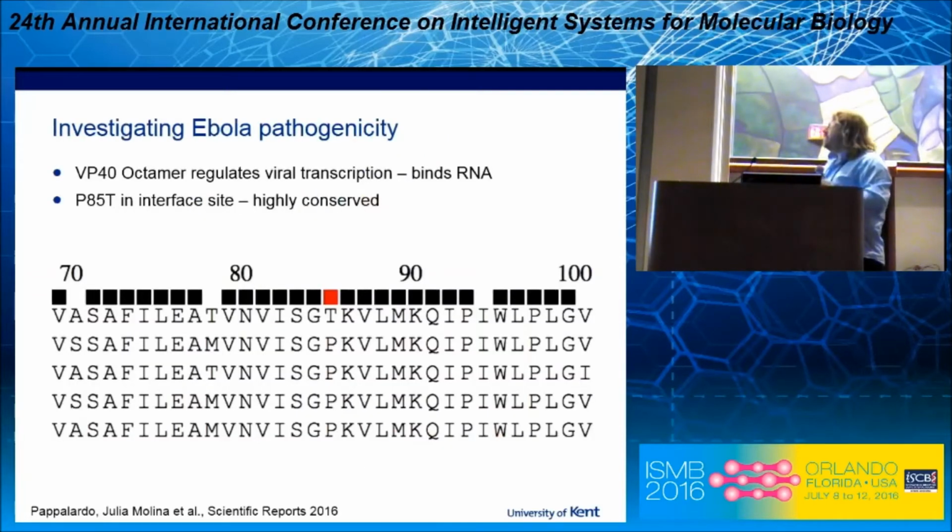So in the protein VP40, in its octameric form, it regulates viral transcription by binding to RNA, and we've identified this STP here. So in the pathogenic species, the 4 pathogenic species here, we see that it's a proline, and in the resistant species, it's a threonine. And it's in this region of around 15 residues that are completely conserved. So these black squares indicate that that position is completely conserved across all of the genomes.